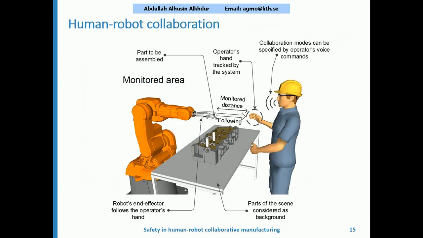The safety system keeps the safe distance between the human and the robot, at the same time trying to follow the operator's hand with a safe robot speed. So the end effector of the robot follows the operator's hand and hands over the different parts that need to be assembled, so the operator can perform the assembly. In that kind of scenario, it is fulfilling the definition of a collaborative human-robot manufacturing environment.